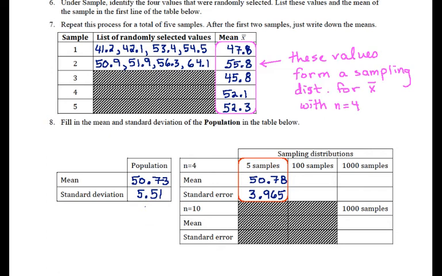We're going to now create a sampling distribution with 100 samples and a sampling distribution with 1,000 samples and fill in this information again. We can do that very quickly now that we've got this process established.